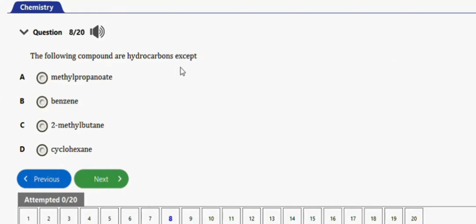It says the following compounds are hydrocarbons except, so the one that is an exception here is methylpropanoate, which is an ester. So that's it for hydrocarbons. They are usually compounds that are made up of carbon and hydrogen, but esters are not only made up of carbon and hydrogen. They have other elements that still make it up. Okay, so it's an exception, this ester here. The right answer is option A. The next question is this one.